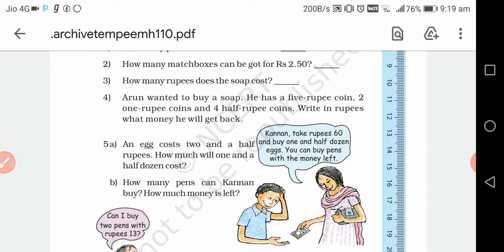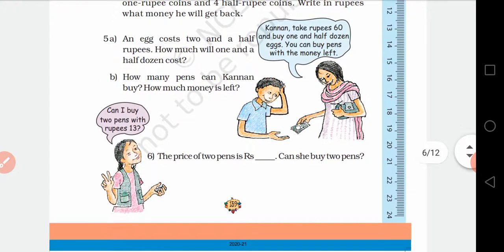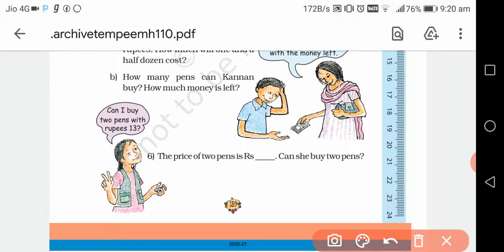And an egg costs 2.5 rupees. So the price of the egg is 2.50 rupees. How much will 1.5 dozen cost? 1.5 dozen means 18 eggs. So अगर एक एग का प्राइस हुआ 2 रुपये 50 पैसे तो 18 eggs के कितने होंगे? Okay. So Kanan takes 60 rupees to buy 1.5 dozen eggs. You can buy paints with the money left. So Kanan's mother gave him 60 rupees and told him to buy 1.5 dozen eggs and to buy paints from the remaining.